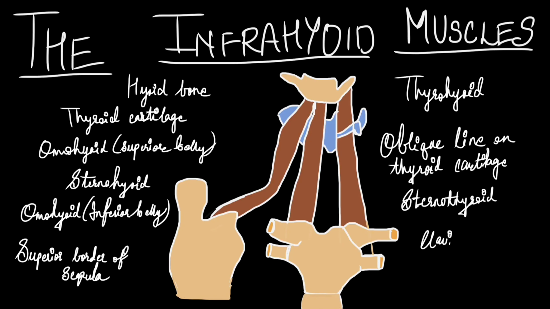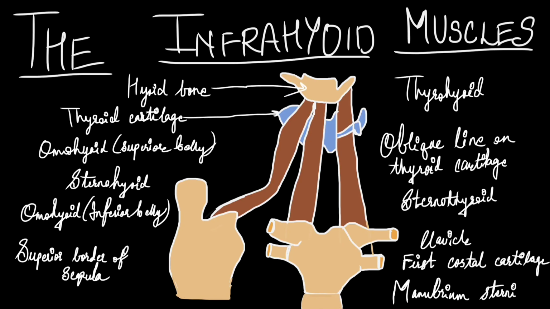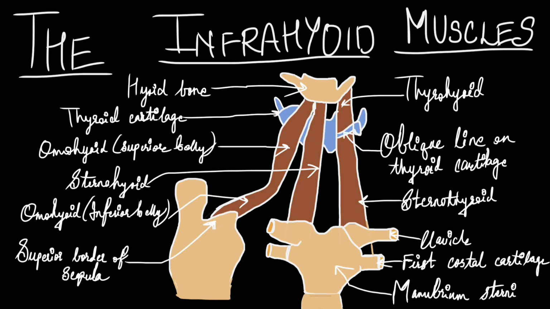Sternothyroid. It lies deep to the sternohyoid. Proximal attachment. Posterior surface of the manubrium sterni. Adjoining part of first costal cartilage. Distal attachment. Oblique line on the lamina of the thyroid cartilage. Action. Depresses the larynx after it has been elevated in swallowing and in vocal movements. Nerve supply. C1 to C3 through the ansa cervicalis.